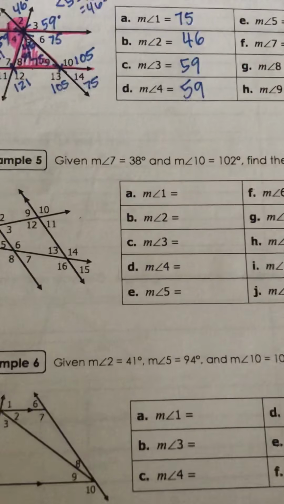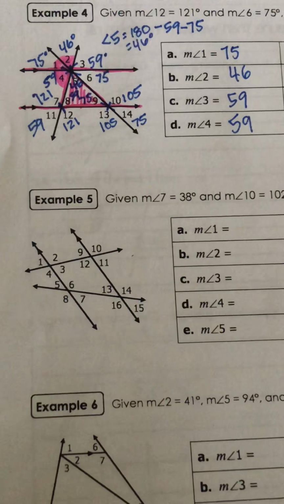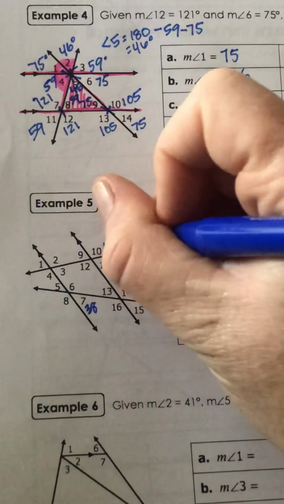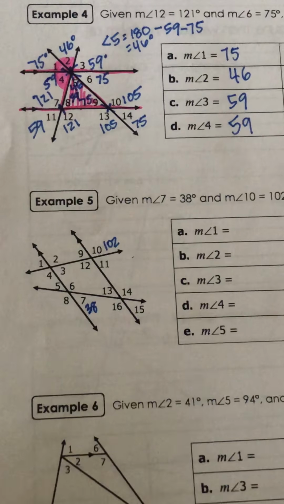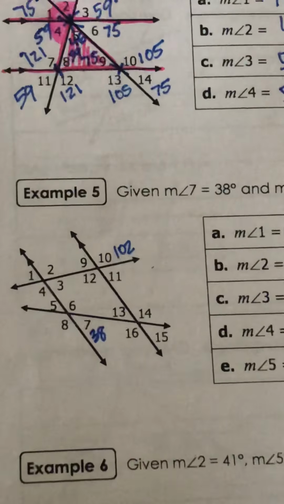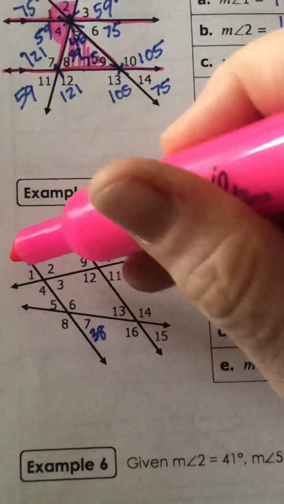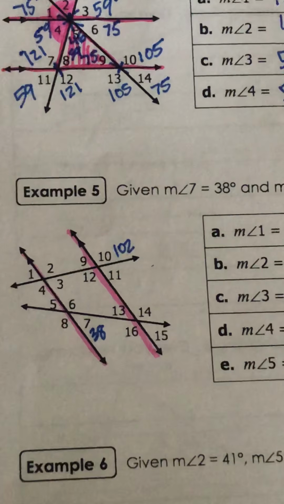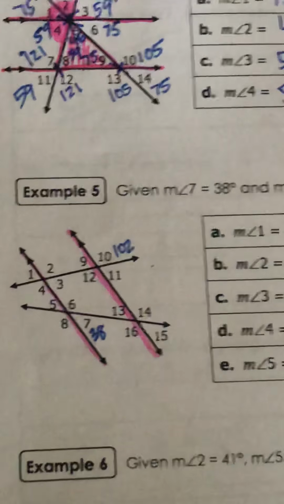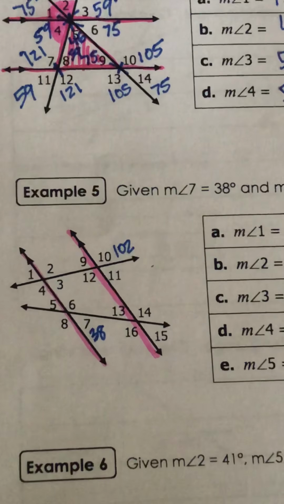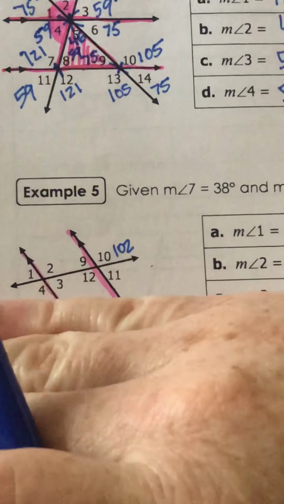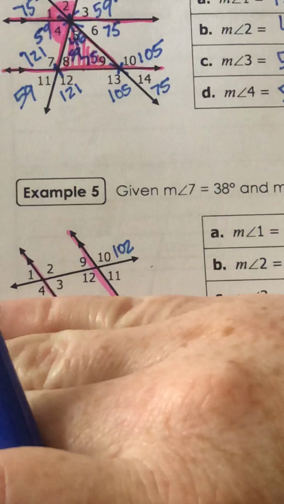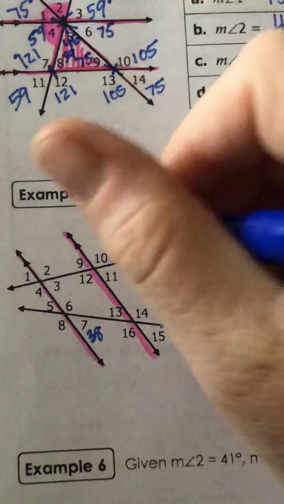All right, example 5. So we have angle 7 is 38 degrees, and angle 10 is 102. Okay, find everything else. All right, so our parallel lines here are now just these two. So we can only use parallel theorems or definitions, whatever they are, within those parallel lines and the top and bottom transversal. Okay, so on the top we should be able to just do a big set of vertical angles and alternating angles to figure it out.